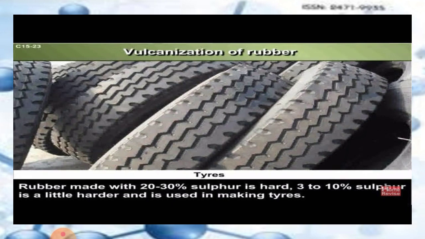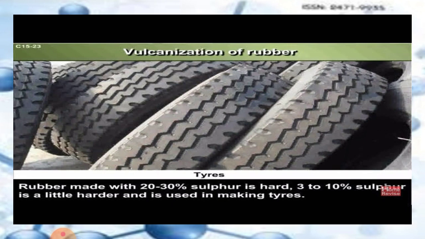Whereas when the proportion is 20 to 30%, as we know, as the proportion of sulfur increases, the vulcanized rubber will become more and more hard. At 20 to 30%, what are we getting? We are getting hard rubber, that is tires. 3 to 10% sulfur is a little harder when it is used in making tires.